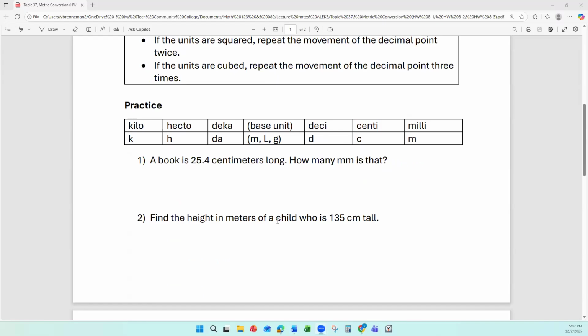You don't change any of the digits. You don't change the order of the digits. You don't add digits. You don't round. The only thing that happens, you move the decimal point. Potentially, you then can take away extra zeros or need to add some more zeros.